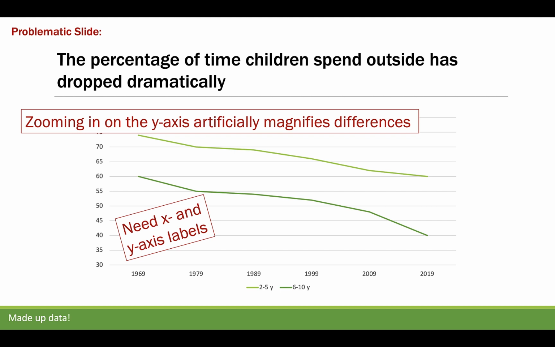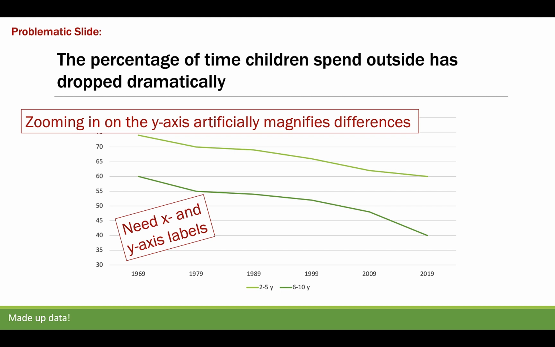We can guess that these data represent a percentage of time children spend outside based on what's in the title of this slide. So the relevant range of responses would be 0 to 100 because this is a percentage. But by magnifying from 30 to 80, that means we're also artificially magnifying differences, which is not a very accurate portrayal of our data.